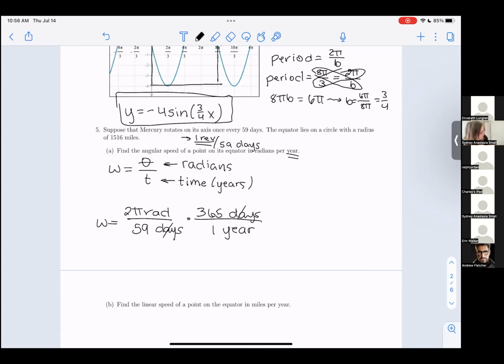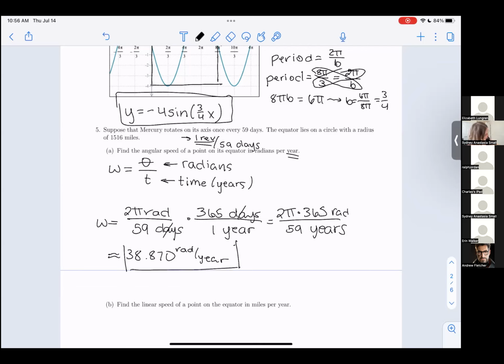So that gives us a fraction of 2 pi times 365 radians per 59 years, which when you plug that into your calculator, do 2 pi times 365 divided by 59, we get that this is approximately 38.870 radians per year. And that is your final answer.